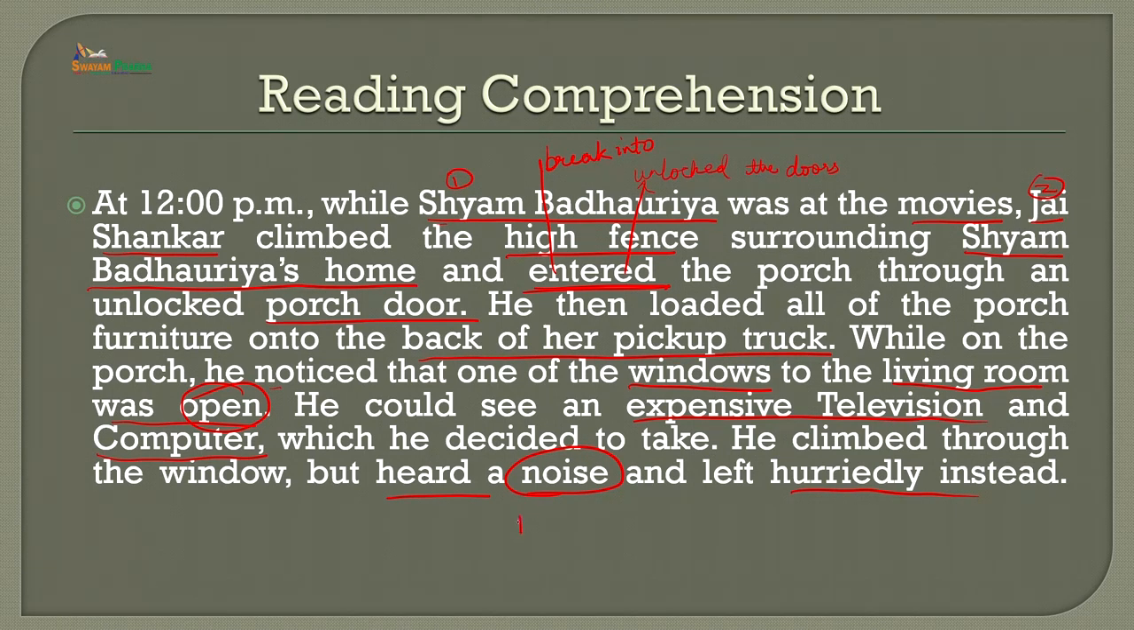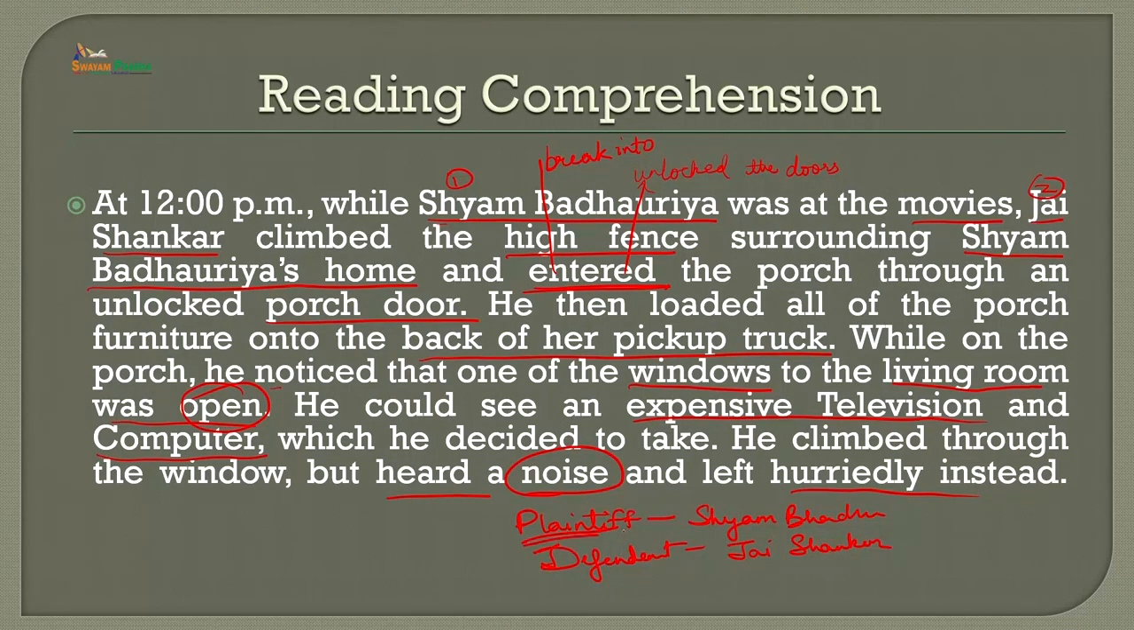So who is the plaintiff over here? Which kind of idea have you understood? Plaintiff is Shyam Bhadauria. He is going to complain now. And who is the defendant? Defendant is Jai Shankar.